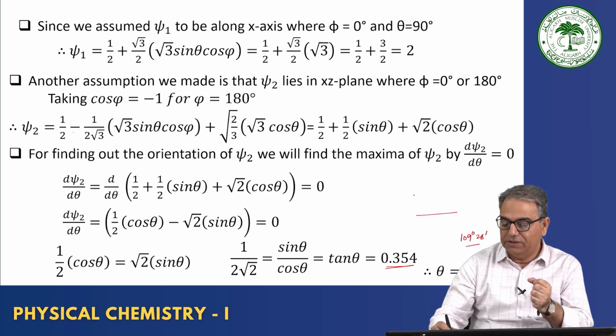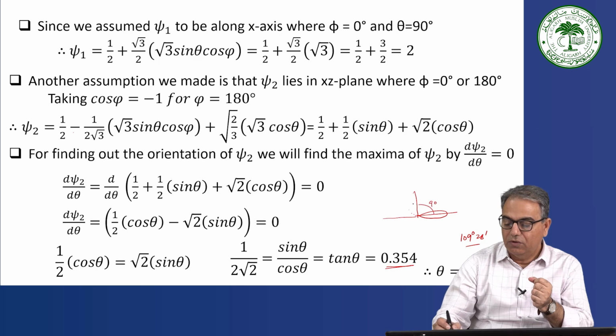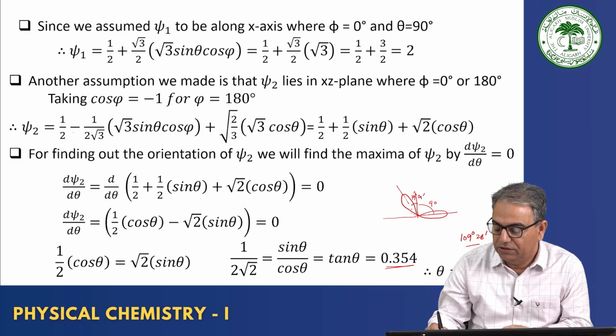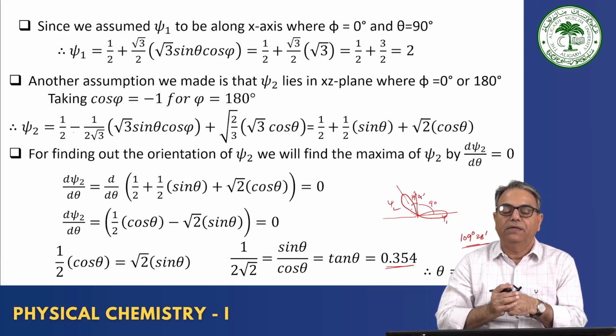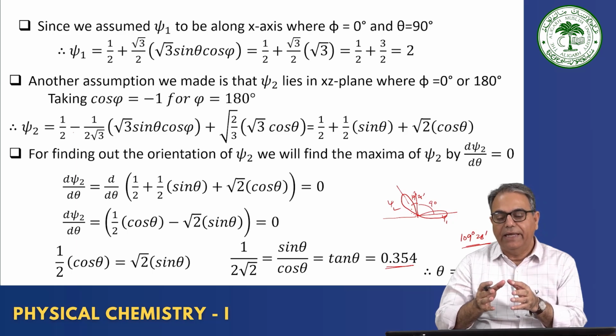So your first angle was this one along the x-axis. This was your first lobe, and this is your 90 degree. From this 90 degree you will go 19 degree, and the second lobe will be at this point. This angle is 19 degree 28 minute. So this is your psi 1, this is your psi 2, and the total angle between them is 109 degree 28 minute. So we found the coefficients in two different fashions, and we found the actual value of the angle also.